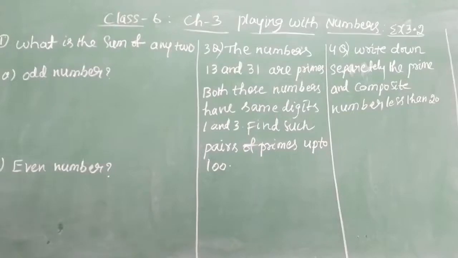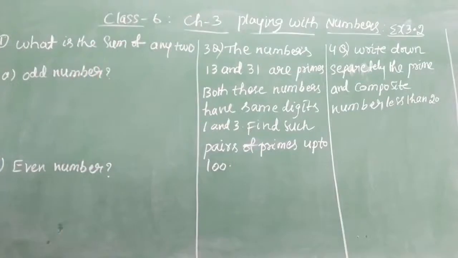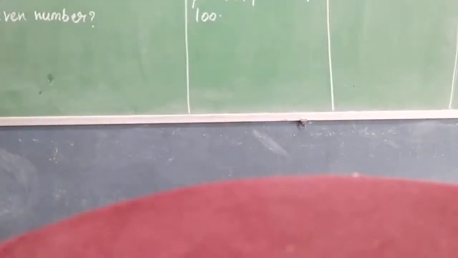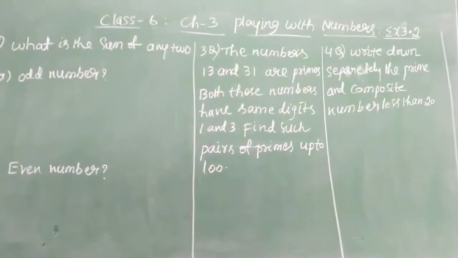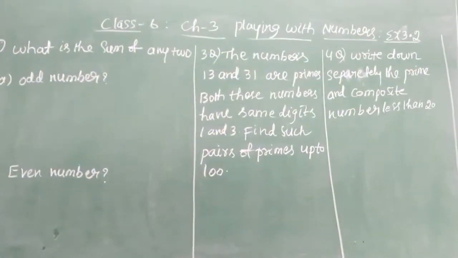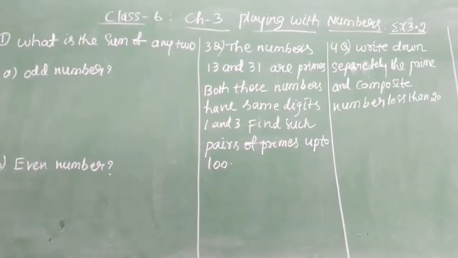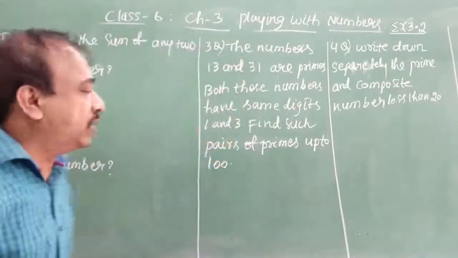Let us discuss exercise 3.2. Question number 1. What is the sum of any two odd numbers or even numbers? When you add two odd numbers, what do we get? And when we add two even numbers, what do we get?